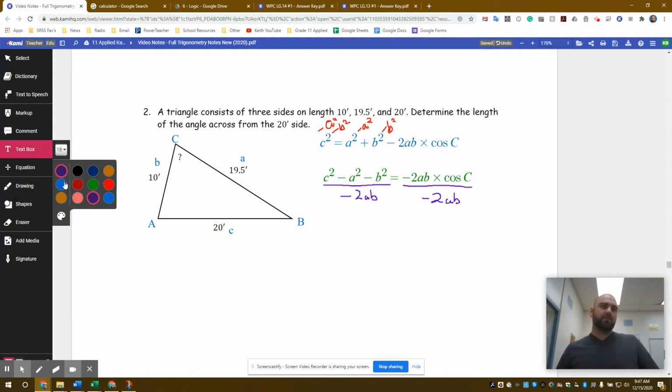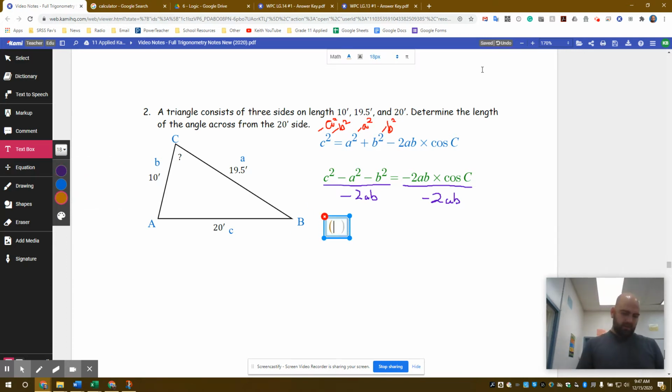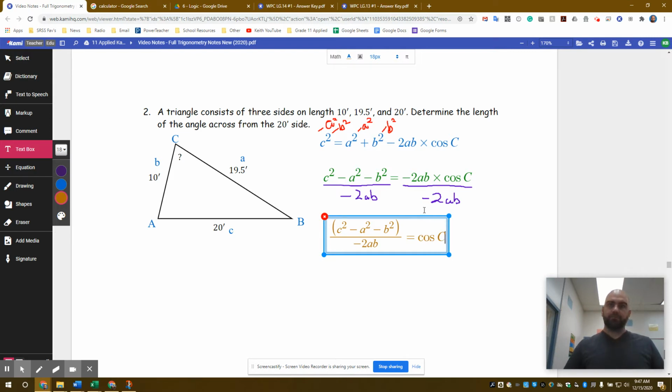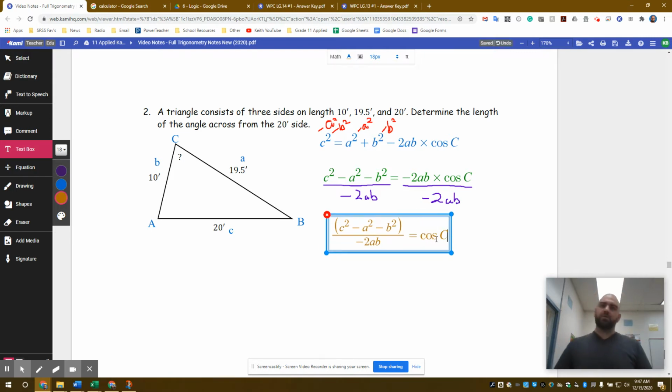And when I do that, what comes up is c squared minus a squared minus b squared, over negative 2ab, is equal to cos of c. And now we can solve for cos c. In this little equation here, if we know all three sides, we can put that in here, and that's going to give us what cos c is. And we can then use inverse cos to solve for c.